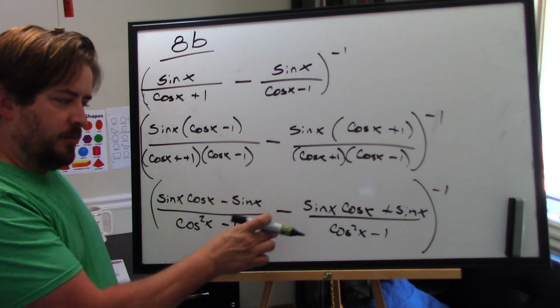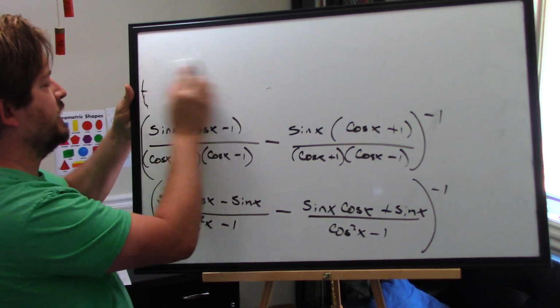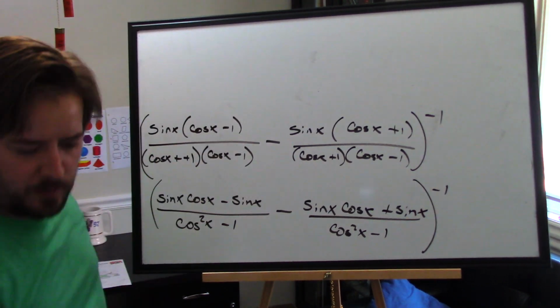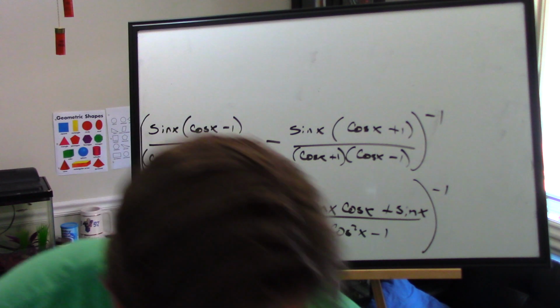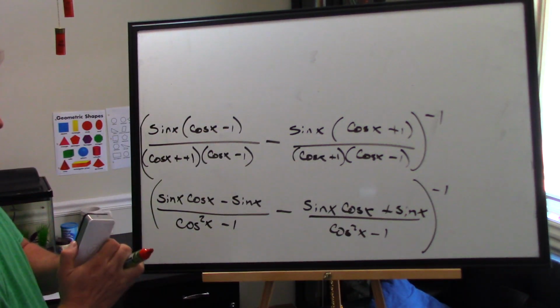Now I have them over a common denominator. I can combine the two fractions now. Let me get a little space to do that. Maybe change the color of my pen so it doesn't look like I'm running into each other.